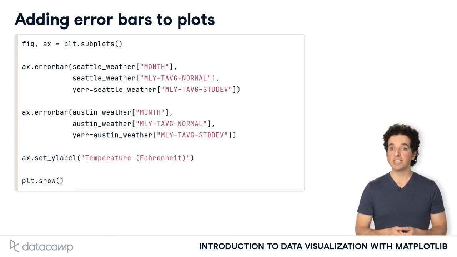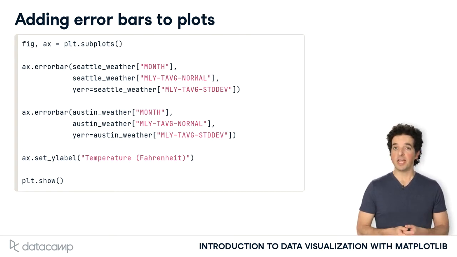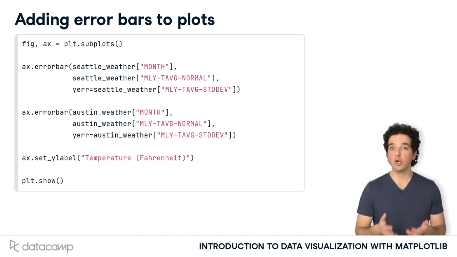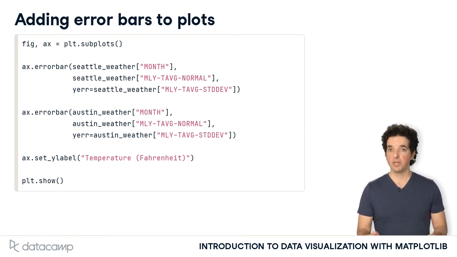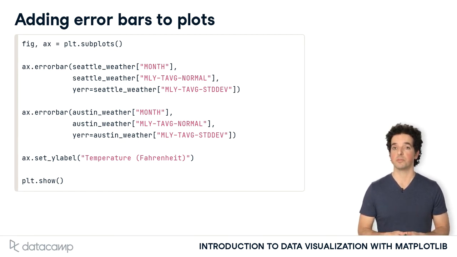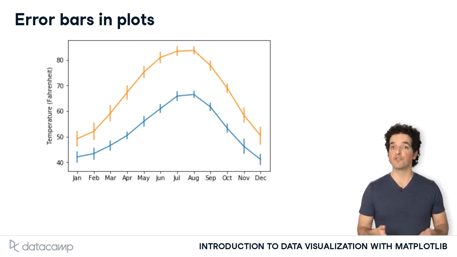For example, let's look at the weather data that we used in the first chapter of this course. To plot this data with error bars, we will use the axes errorbar method. Like the plot method, this method takes a sequence of x values, in this case the month column, and a sequence of y values, in this case the column with the normal average monthly temperatures. In addition, a yerr keyword argument can take the column in the data that contains the standard deviations of the average monthly temperatures. Similar to before, this adds vertical markers to the plot, which look like this.